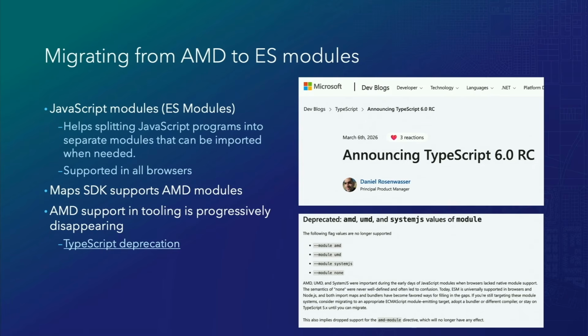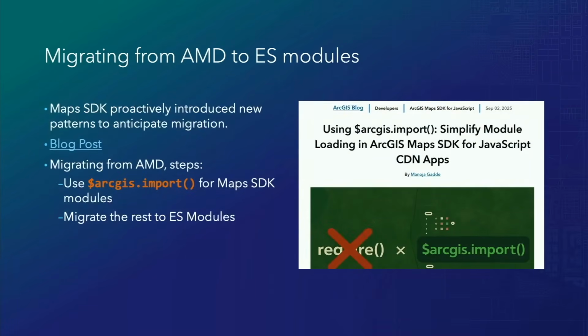But then, as time goes, AMD tooling is fading away. People are not really familiar with AMD modules. They are more familiar with ES modules. So we think that it is going to disappear at some point. And just last week, the TypeScript 6.0 release candidate was announced, and they are deprecating AMD support. We have been anticipating that for a year, and so we introduced $ArcGIS import to create a utility that we guaranteed will work, right?